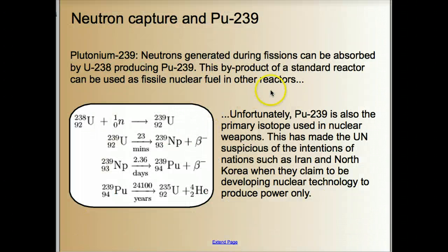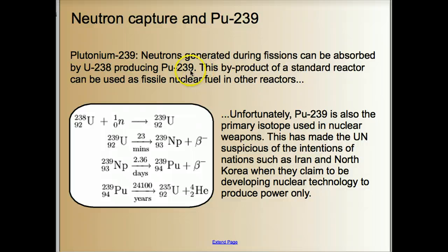A little more on neutron capture. So the uranium-238, which is not fissionable, can capture neutrons, which are produced by the fission of uranium-235, which produces uranium-239, which decays in 23 minutes to neptunium, and then 2.36 days from neptunium to plutonium. So it doesn't take very long to produce this plutonium, which is then stable with an average half-life of 24,000 years.